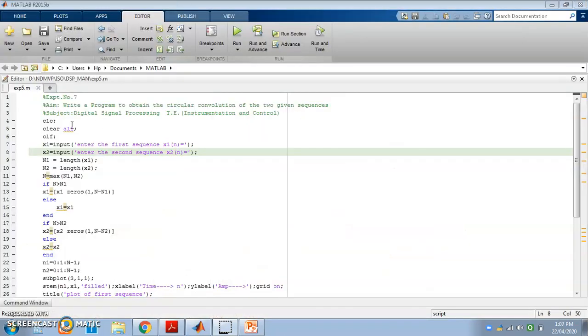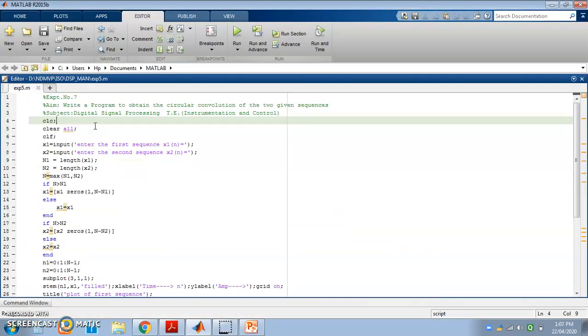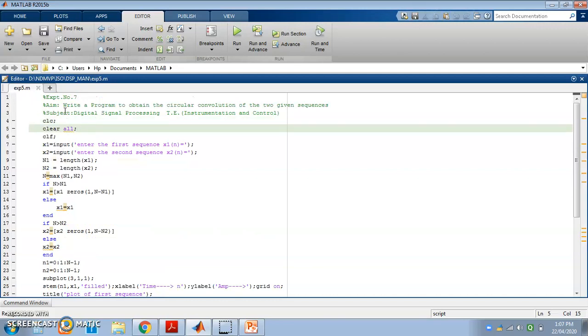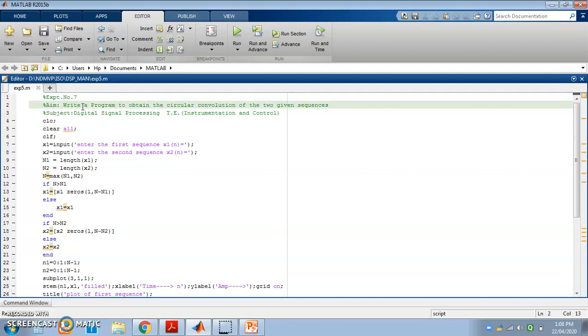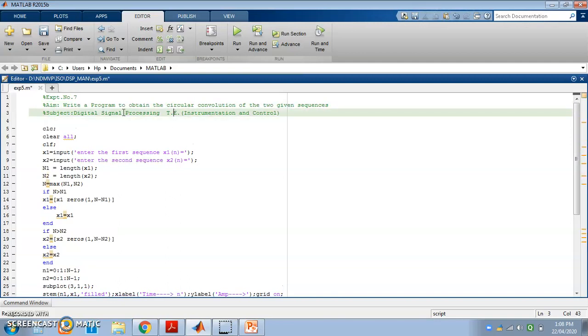Okay, so we have the MATLAB editor, and I have already written the code for finding the circular convolution. The aim of my experiment is to write the program to obtain the circular convolution between the two given sequences, and this is in the syllabus, that is experiment number 7, digital signal processing of instrumentation and control engineering for third year.